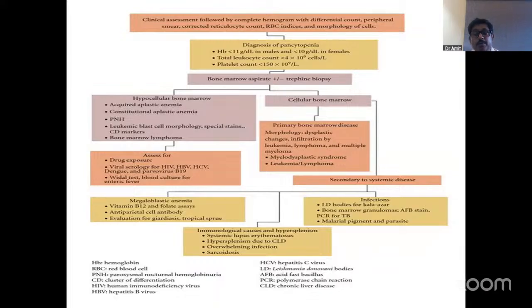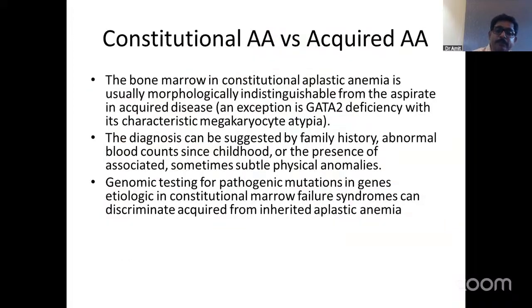Secondary diseases could be Kala-azar, infections like tuberculosis, hypersplenism due to cirrhosis of liver, systemic lupus erythematosus, sarcoidosis. It could also be because of bone marrow suppression by vitamin B12 or folate deficiency and antiparietal cell antibodies. So this is in short the approach to pancytopenia in adults.